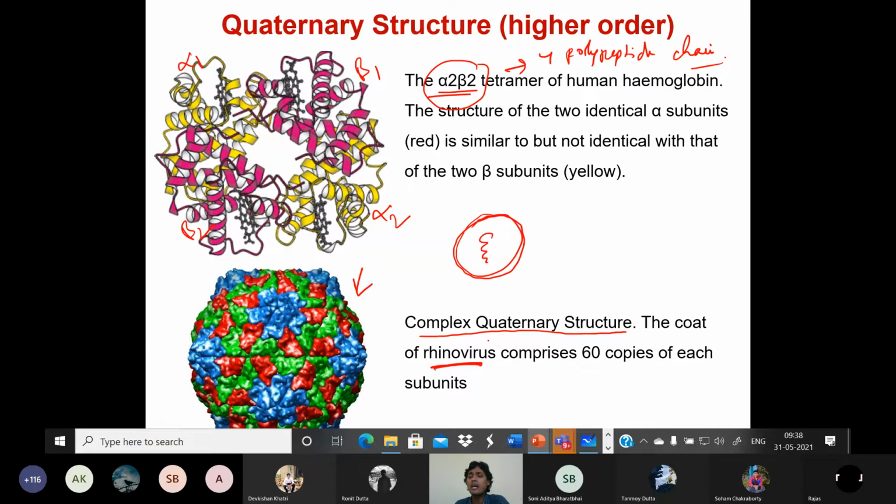And now, if you see, the protein coat is made up of different types of proteins. But in this case, in rhinovirus, you can see almost 60 copies of different proteins. They are staying together and they form the protein coat here. So this is some kind of super-order quaternary structure, right?